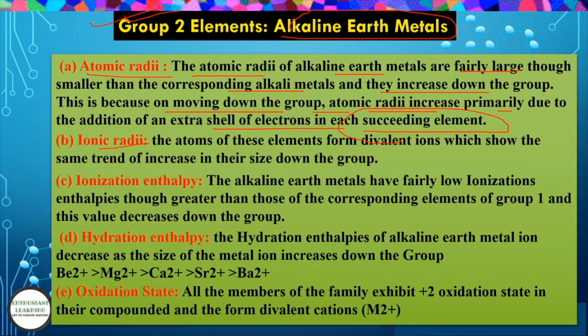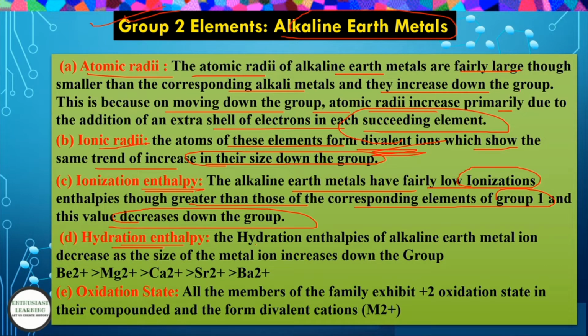Ionic radii. The atoms of these elements form divalent ions, which show the same trend of increase in size down the group. Ionization enthalpy. The alkaline earth metals have fairly low ionization enthalpies, though greater than those of the corresponding elements of group 1, and this value decreases down the group.